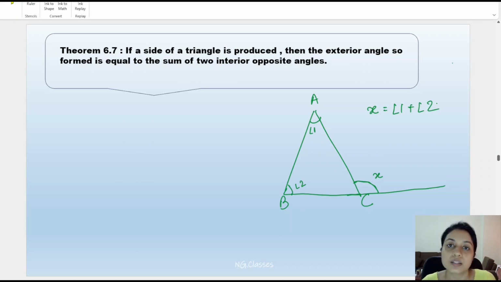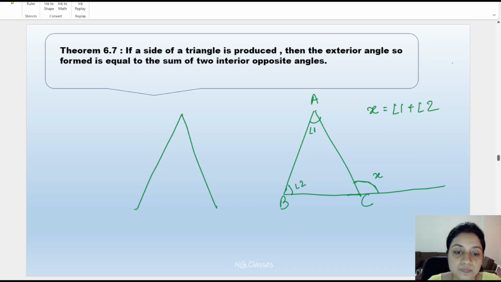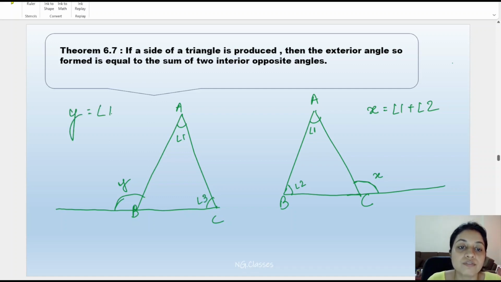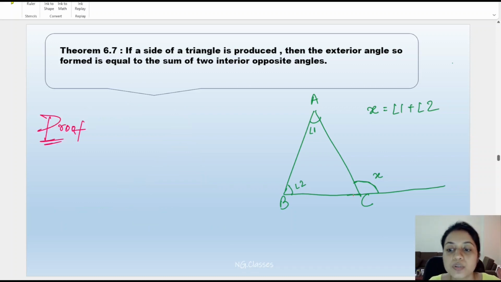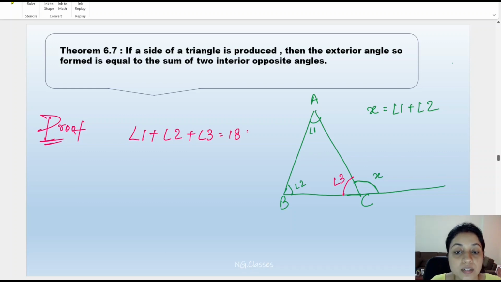If we produce the other side, that means let's take the same triangle. And if we produce from the left side, that means from B, then the exterior angle, that means at B, let's say it's angle Y, will be equal to the sum of angle 1 and angle 3. Here Y is equal to angle 1 plus angle 3. Similarly, we can also produce through A. So here we know the sum of interior angles. So if this is angle 3, then we can say angle 1 plus angle 2 plus angle 3 is equal to 180 degrees by angle sum property.